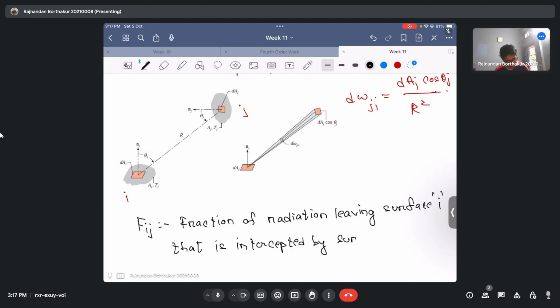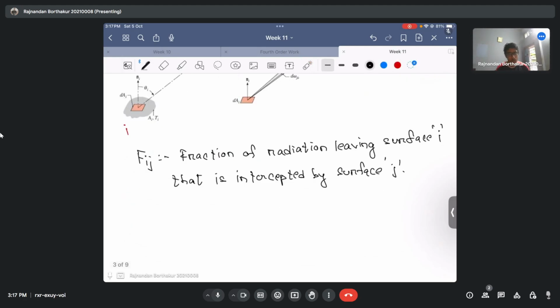And try to realize that when I say fraction of radiation, I mean it could be emissive power, that is, what percentage of the emissive power that is coming from body I is intercepted by body J, or it could be radiosity in case of real bodies, that is, what is the fraction of the radiosity leaving surface I that is intercepted by surface J. All these things you can define formally by using the view factor, and this Fij is known as the view factor of surface I.